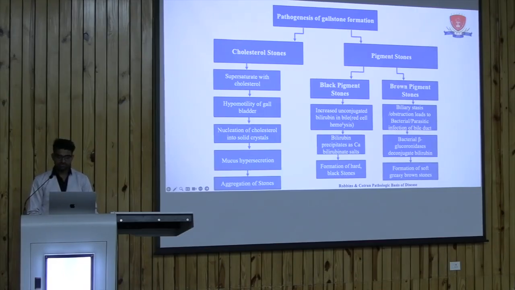Next are brown pigment stones. They are formed due to bacterial or parasitic infection of the biliary system caused by organisms like E. coli, Ascaris, liver flukes. This infection increases the amount of unconjugated bilirubin through the release of microbial beta-glucuronidase, which hydrolyzes bilirubin glucuronides, and this leads to the formation of soft greasy brown stones.